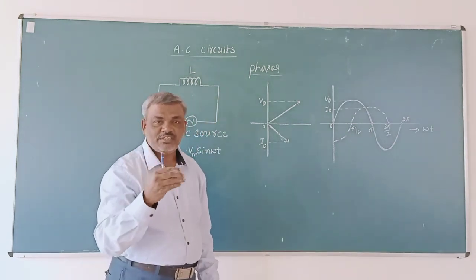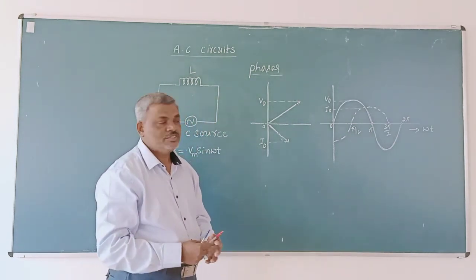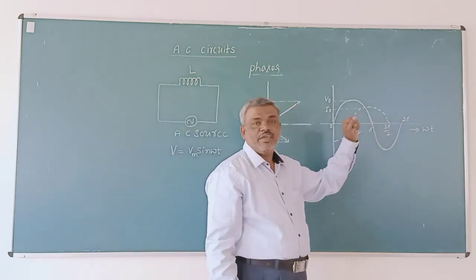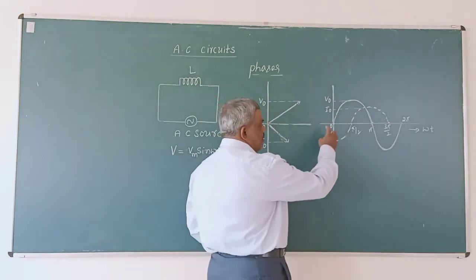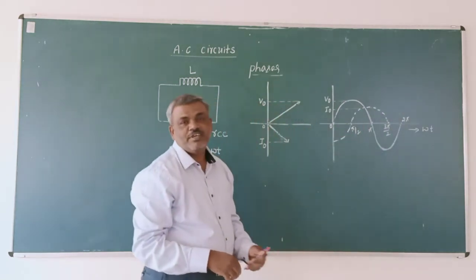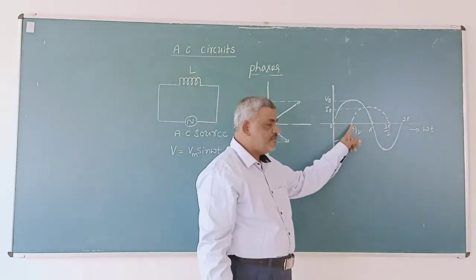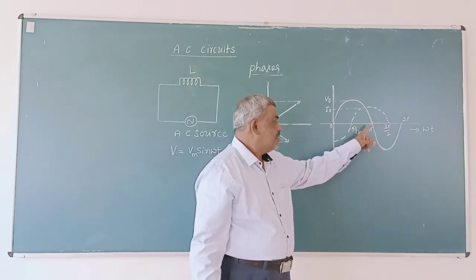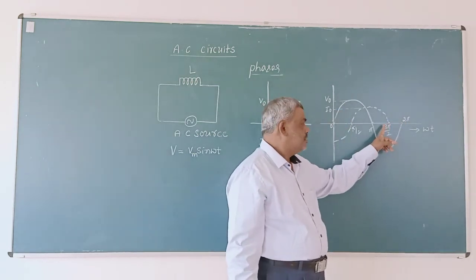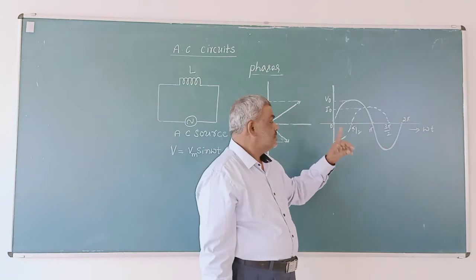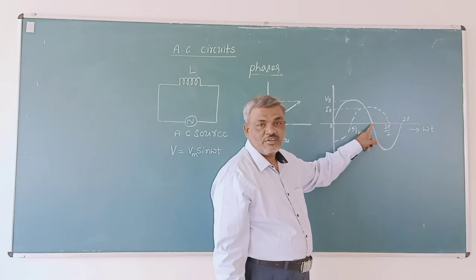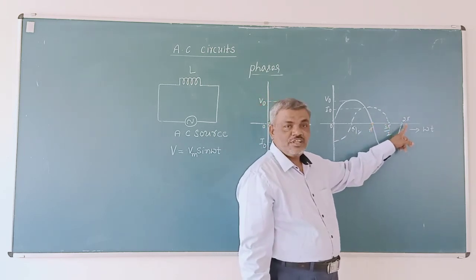So different phases at different times: here pi by 2, pi, 3 pi by 2, 2 pi. The time taken by AC to complete one cycle is called the period of AC. So here the time is T by 4, a quarter period, T by 2, half period, and 3T by 4. How much angle is there here? Pi by 2, 90 degrees. Here 180 degrees, pi, 270 degrees, 360 degrees.